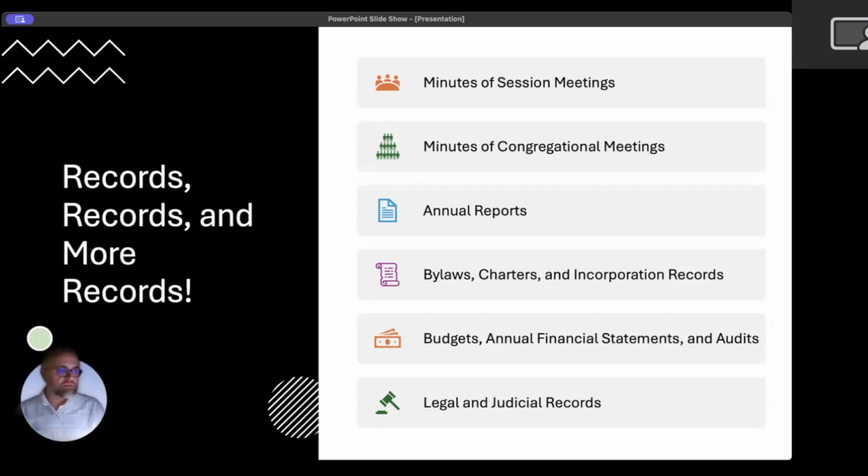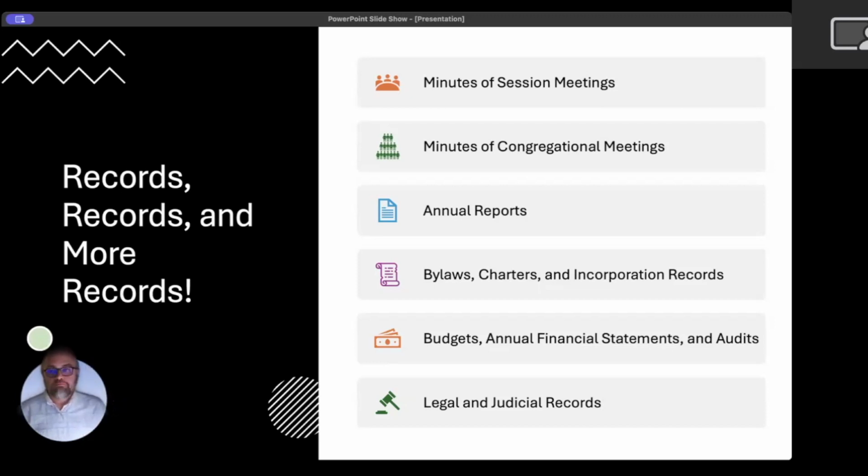So minutes of session meetings, minutes of congregational meetings, annual reports. So what's given to the congregation each year about the budget, that sort of thing. Your bylaws, your charters, your incorporation records, keep those. Your annual budget, your annual financial statement, and the report of your audit, all of that is a permanent record. Your report of your financial review, if it's not an audit, is a permanent record. And absolutely always keep legal and judicial records.